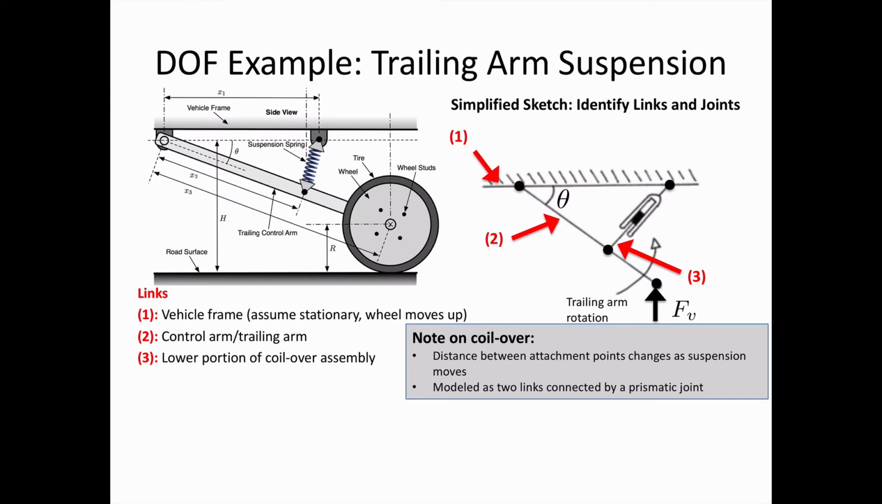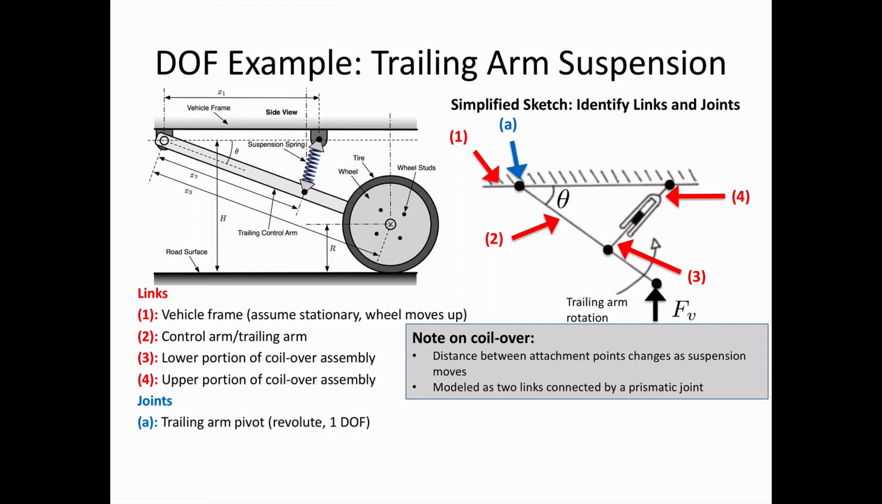The distance between attachment points at the two ends of the coil over changes as the suspension moves up and down, and we're going to model that change in distance as two links connected by a prismatic joint. So the first of those links is link 3. The second of those links is link 4, the upper portion of the coil over assembly, and those are linked with a prismatic joint. So they can move relative to each other with just 1 degree of freedom, and that's going to model the change in length of the coil over spring and damper assembly.